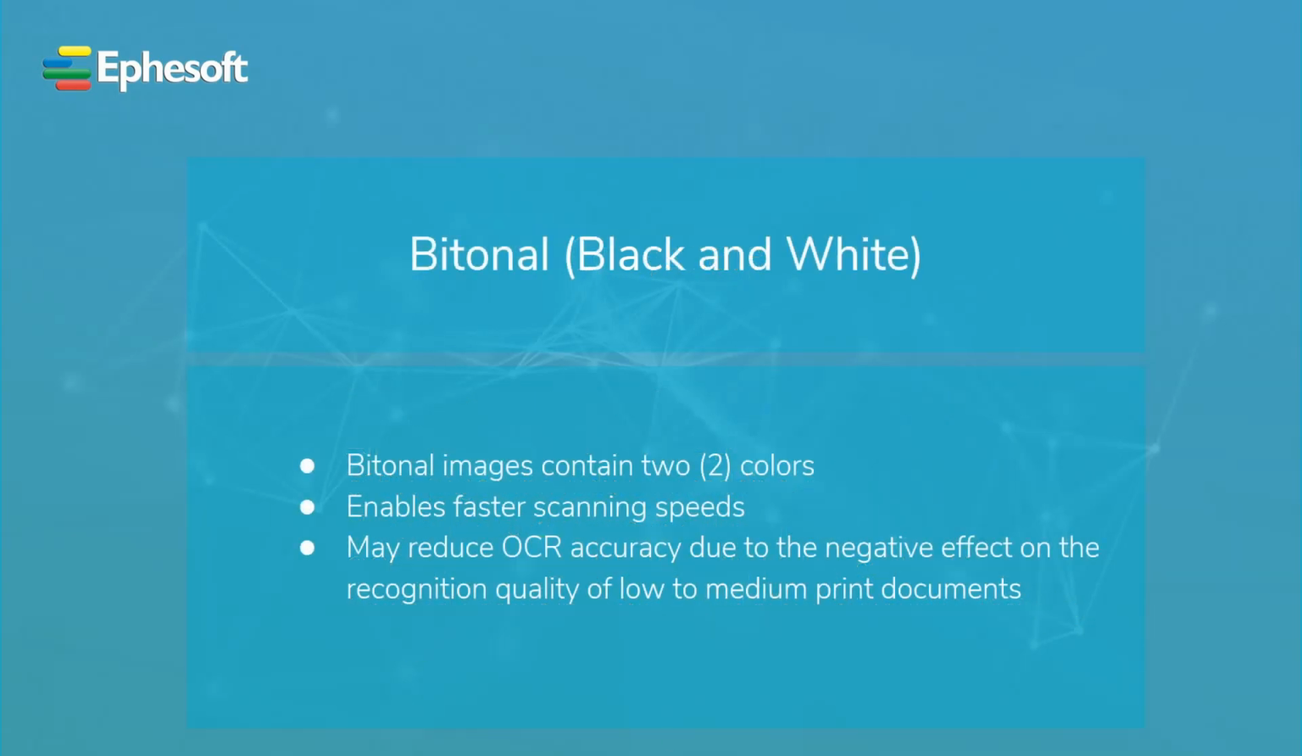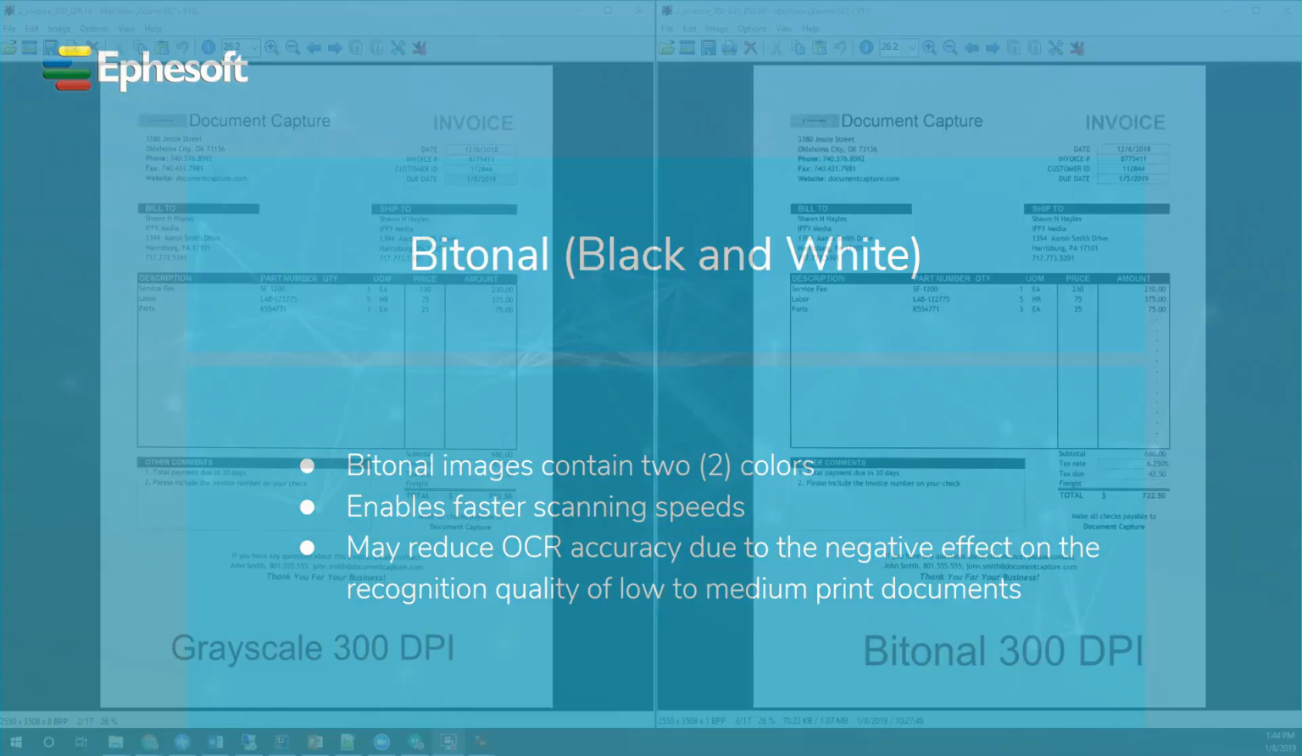Bitonal or black and white images contain only two colors. Scanning in black and white mode enables the system to scan at a higher speed, but at the same time, some character information is lost. This may have a negative effect on the recognition quality of documents of medium and low quality print. This may also reduce the overall OCR accuracy.